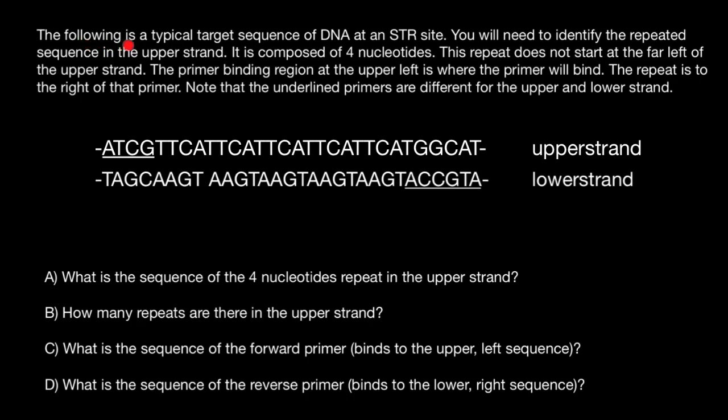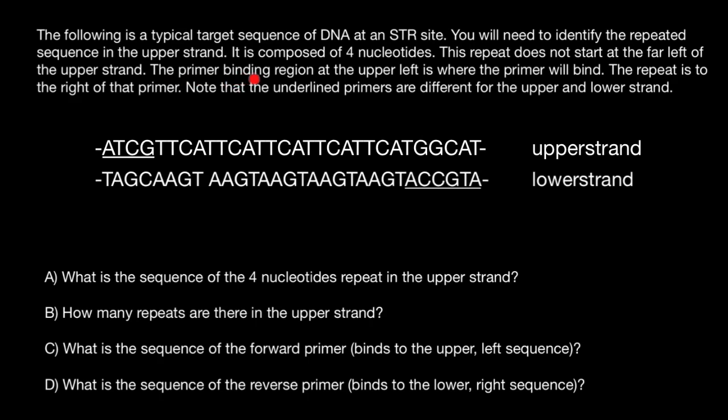I'm going to talk about primers, and here's a problem. The following is a typical target sequence of DNA at an STR site. STR stands for short tandem repeats. You will need to identify the repeated sequence in the upper strand. It is composed of 4 nucleotides. This repeat does not start at the far left of the upper strand.